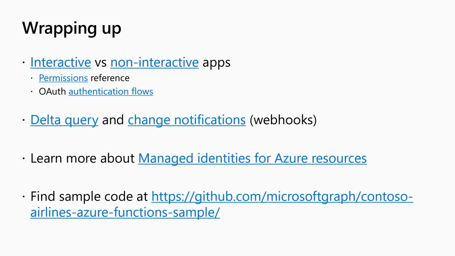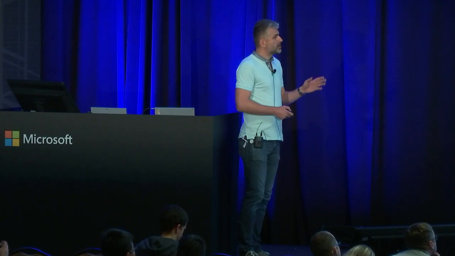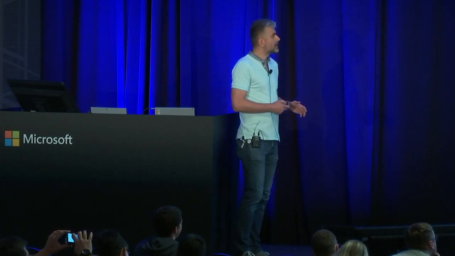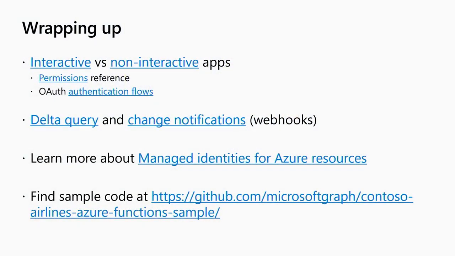So we hope that you found this useful. We have plenty of documentation for Microsoft Graph as well as authentication using our identity platform. Here are some useful links talking more about the difference between interactive and non-interactive. There's a very large document describing all the permissions in Microsoft Graph and what they do. There are many authentication flows that I didn't go into detail today that you can read about, to see which one fits your scenario best. If you're interested in reacting to changes to data, have a look at Delta Query and change notifications.